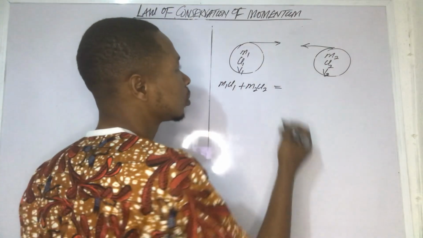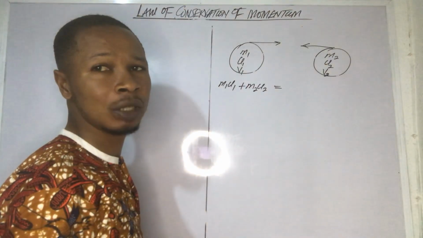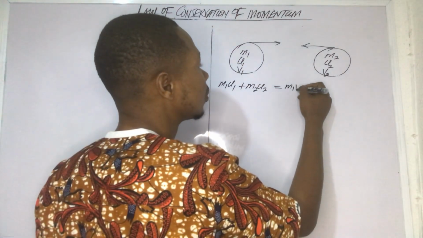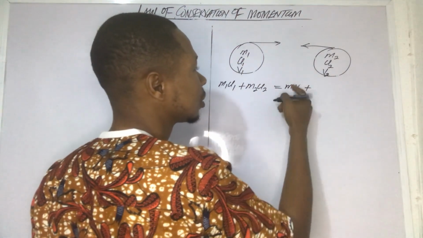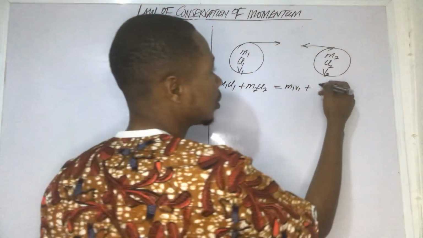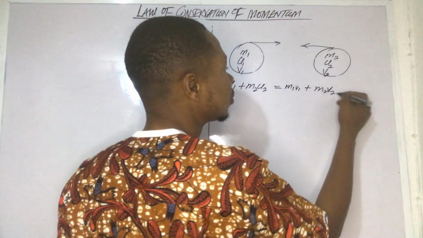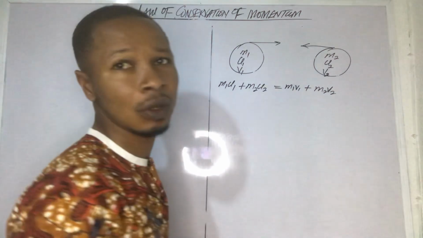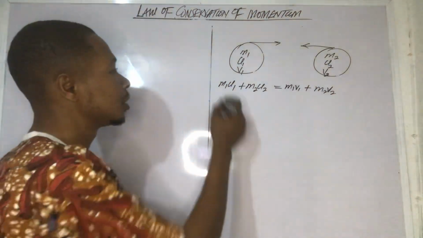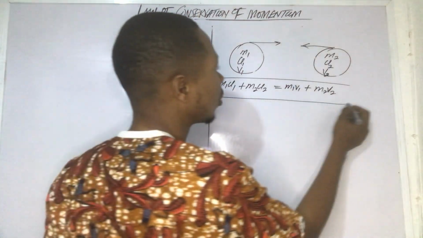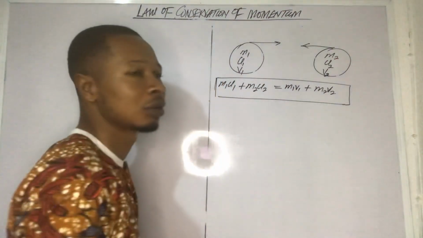Then it should be equal to the sum of their momentum after collision, that is m1 v1, the mass of the first body times the final velocity of the first body, plus m2 v2, the mass of the second body times the final velocity of the second body. This is the general equation for the law of conservation of momentum.